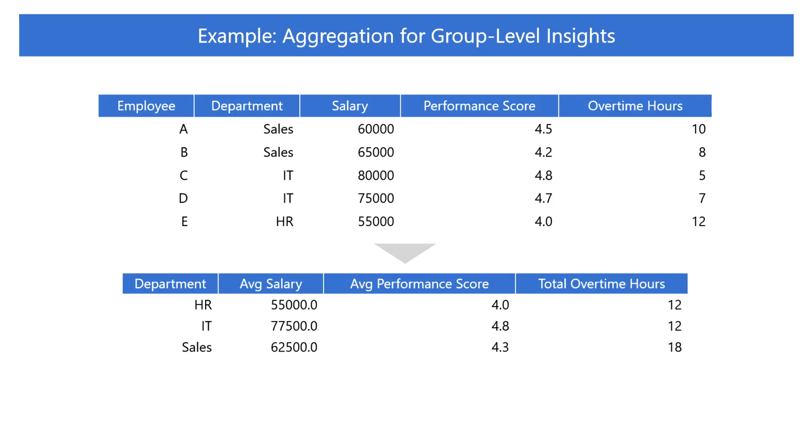Let's consider an HR dataset with employee data. This is individual-level data, meaning that each observation represents an individual employee. By data aggregation, we can convert this dataset into group-level data, where each observation represents a department. By doing so, we can clearly see the similarities and differences between departments.